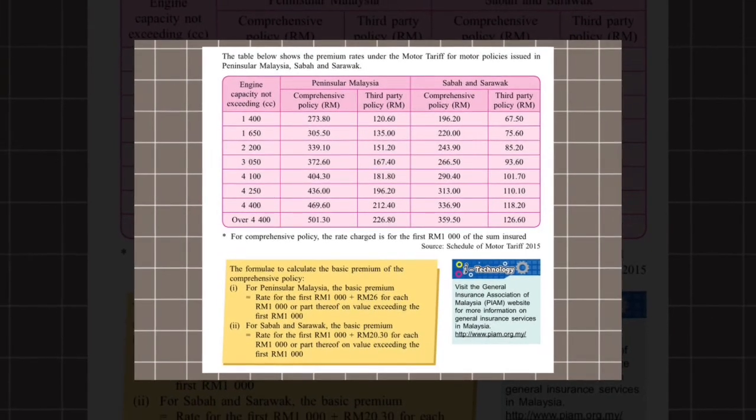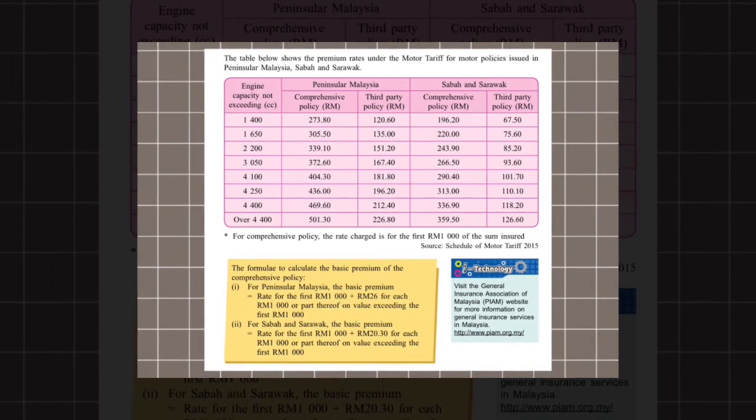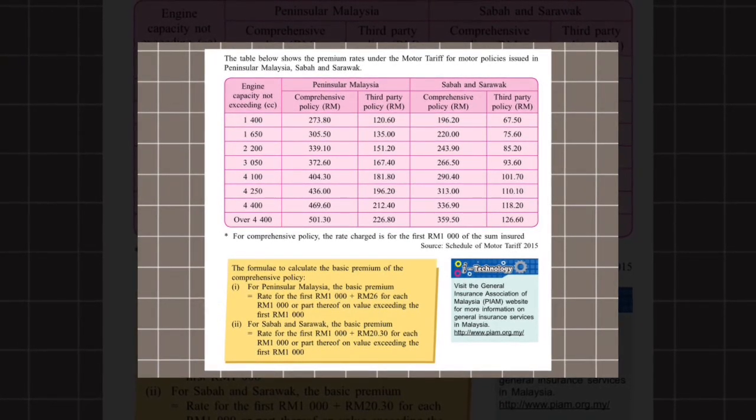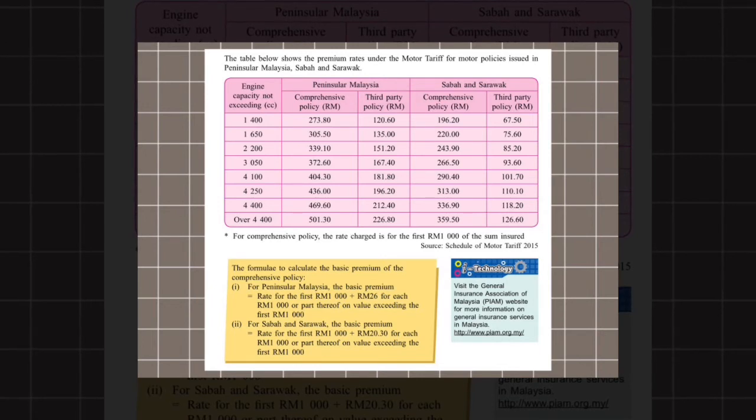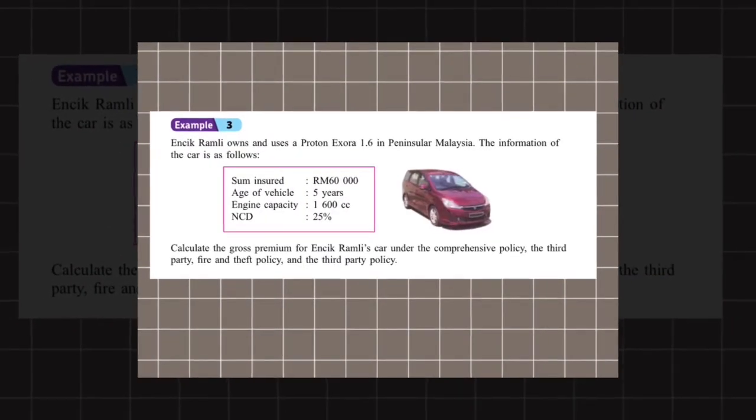For the third-party fire and theft policy, the premium rate is 75% of the comprehensive policy's basic premium. The table below shows the premium rate under the motor tariff for motor policies insured in Peninsula Malaysia, Sabah and Sarawak, and the formula to calculate the basic premium of the comprehensive policy for Peninsula Malaysia and Sabah and Sarawak. First, take a look at this question.